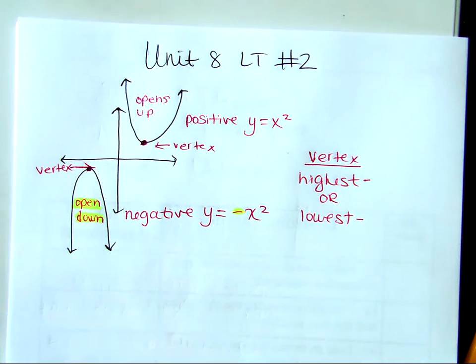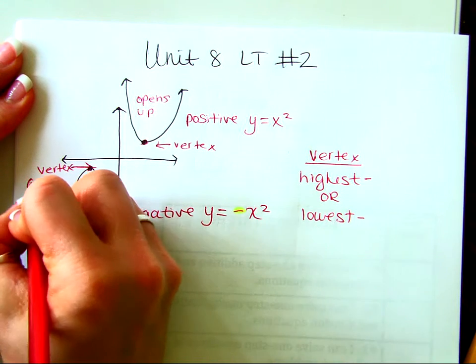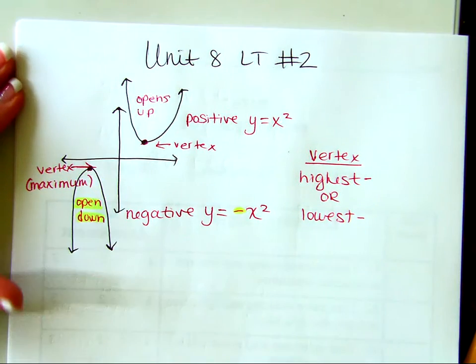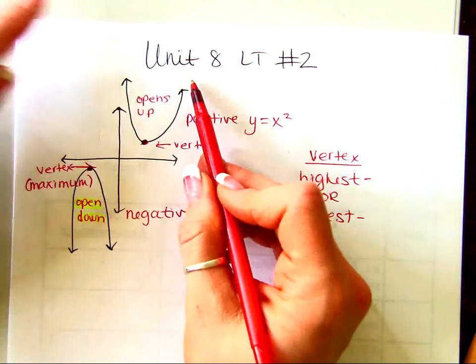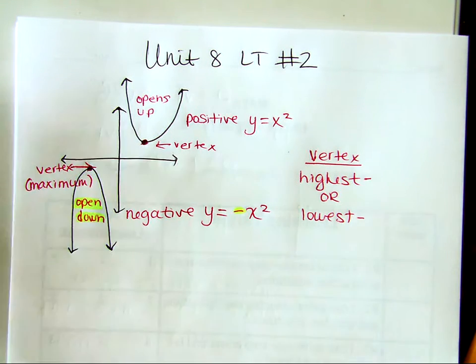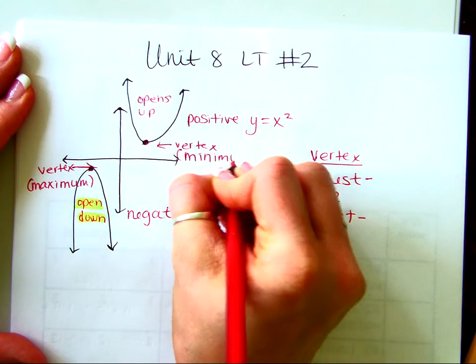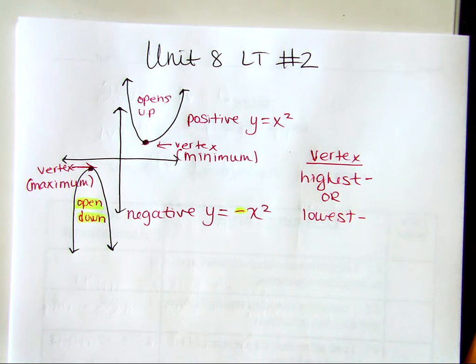But vertexes can also have more than one name. Meaning, if this is the highest point of it, we're going to call this vertex a maximum. Because that's the highest it goes, right? If the parabola opens upwards, the vertex is also referred to as not the highest, but the lowest. And what's the opposite of maximum? Minimum. You'll hear minima and maxima. They don't put the M on the end. So minima, maxima.